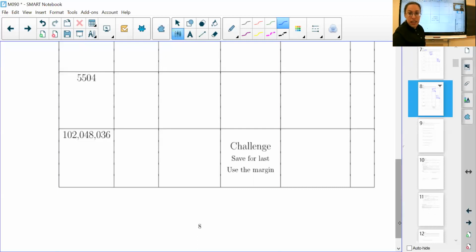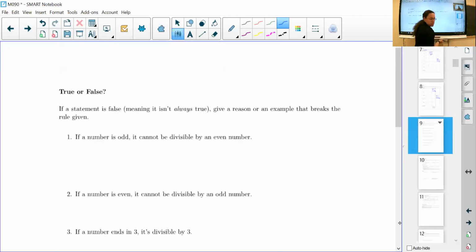Let's take a look at page 9. Next, we've got some true or false statements. And I don't just want true or false, I want to know why. I want to know either this has to be true because of this and that, or this is false. Hey, look, I found this example. We call it a counterexample.